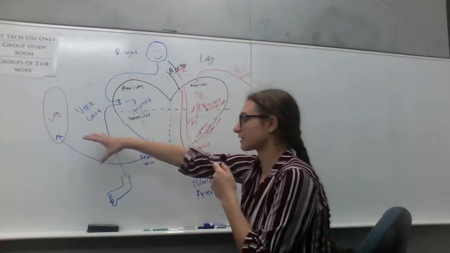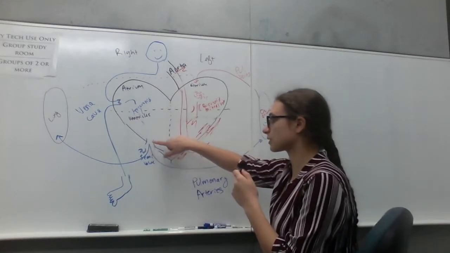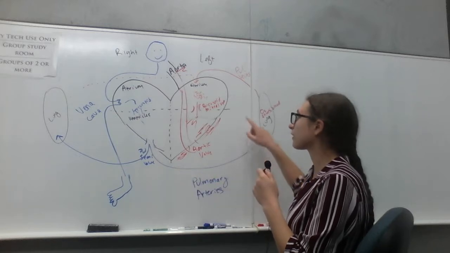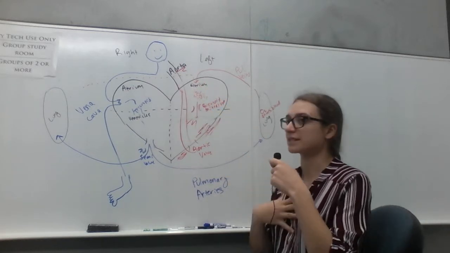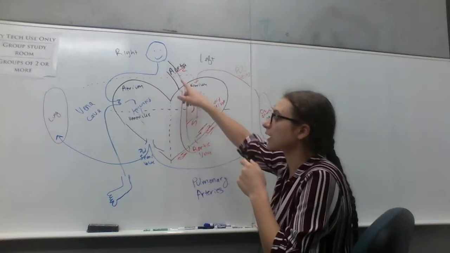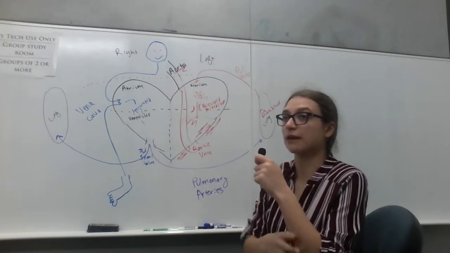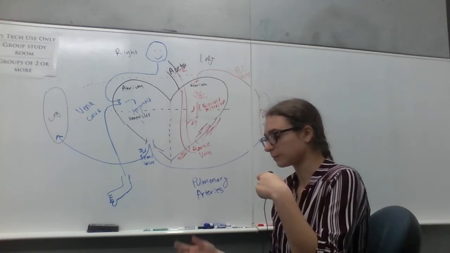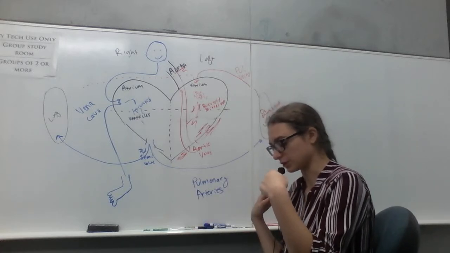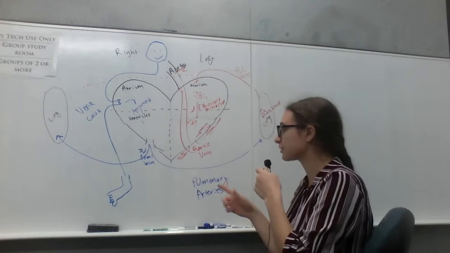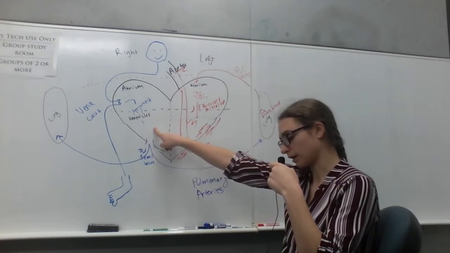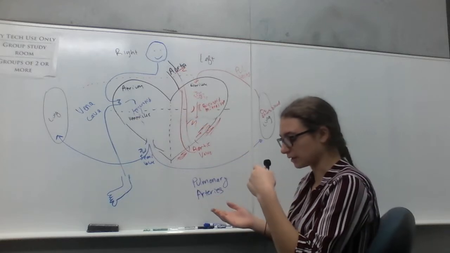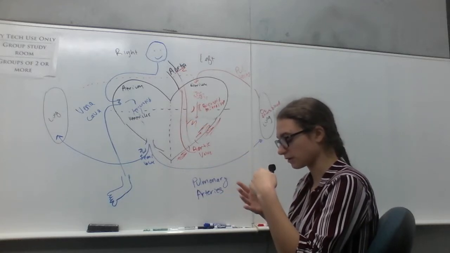So the pulmonary circuit is just anything that has to do with your lungs. So it's just the pulmonary arteries and the pulmonary veins. While the systemic circuit is, you know, your aorta and your vena cavas and then everything else, all the veins in your arms, the veins in your legs. So the pulmonary circuit functions to transport oxygen poor blood from the heart to the lungs and back to the heart.